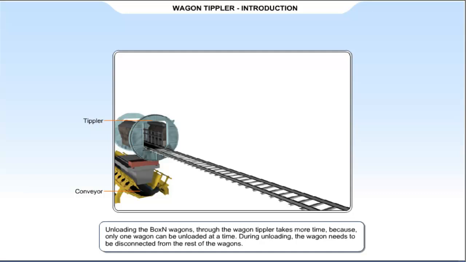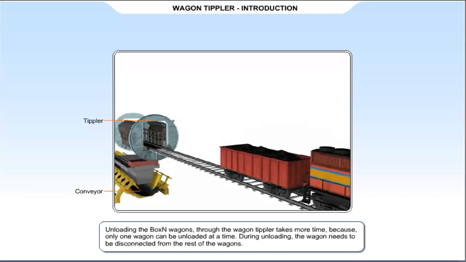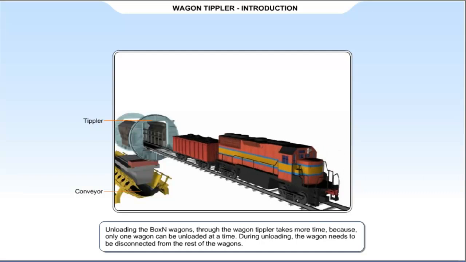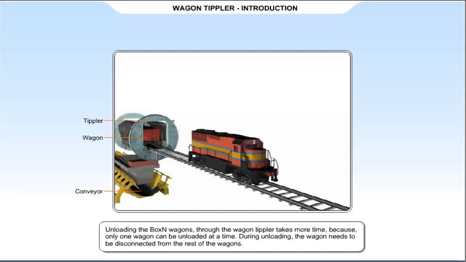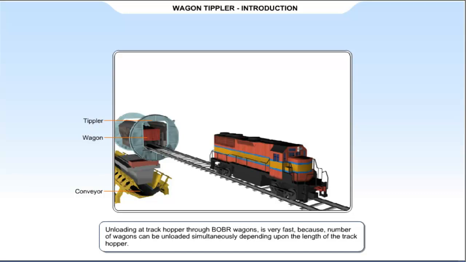Unloading the box and wagons through the wagon tippler takes more time because only one wagon can be unloaded at a time. During unloading, the wagon needs to be disconnected from the rest of the wagons, whereas unloading at track hopper through BOBR wagons is very fast because number of wagons can be unloaded simultaneously depending upon the length of the track hopper.